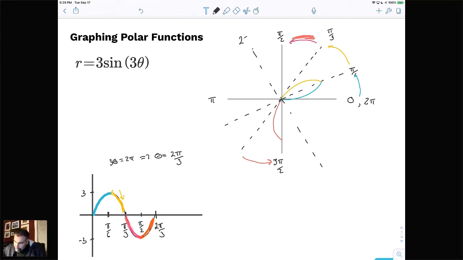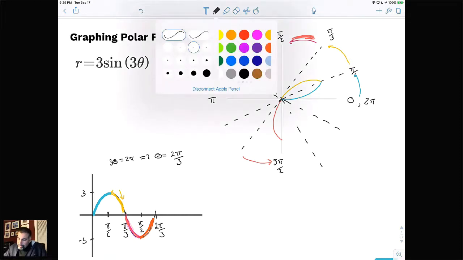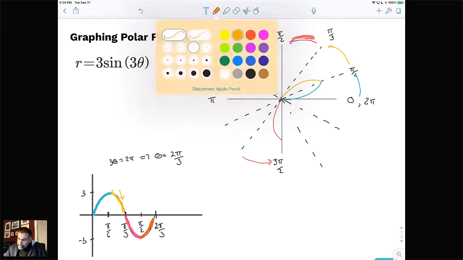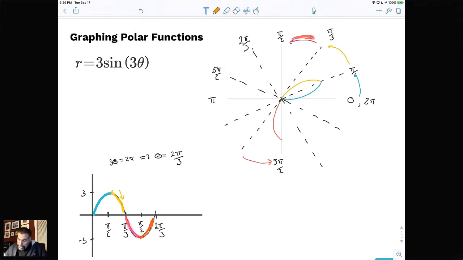So there's 2 pi over 3. And let me also just put in 5 pi over 6. So now as we go through, I want to rotate through this region right here, which is pi over 2 to 2 pi over 3, but I'm going from negative 3 to 0.